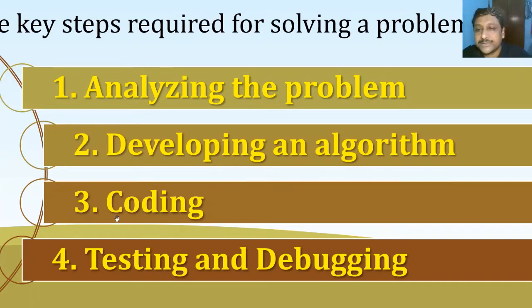Now the third one is coding. Coding means writing the program in a programming language. Then testing and debugging. Then we have to test the program to see whether it is working or not. And then if there is an error, we have to do debugging. Bug means error in computing, and debugging means removing error. Then one by one we will remove the errors, and then we make the program error free.